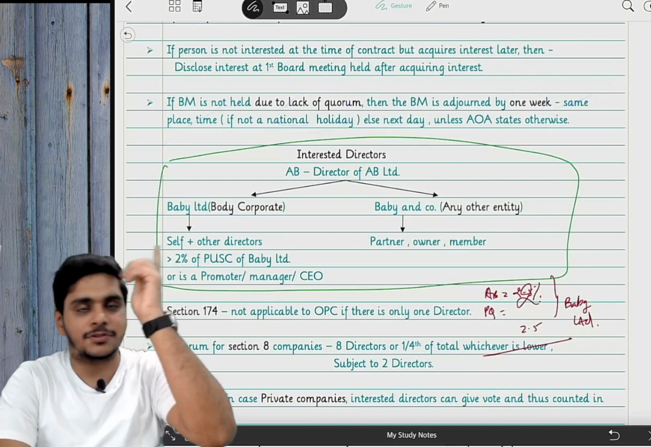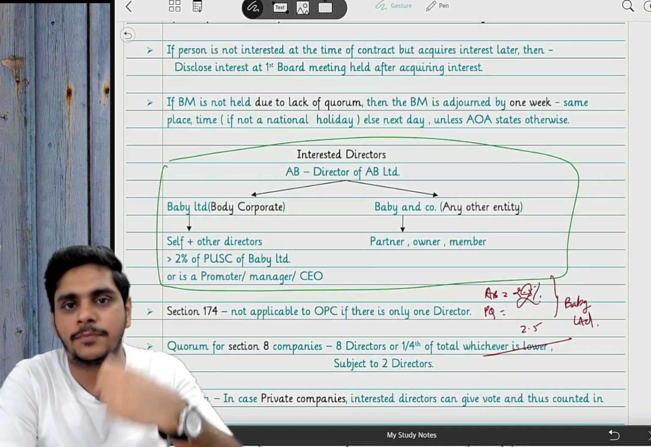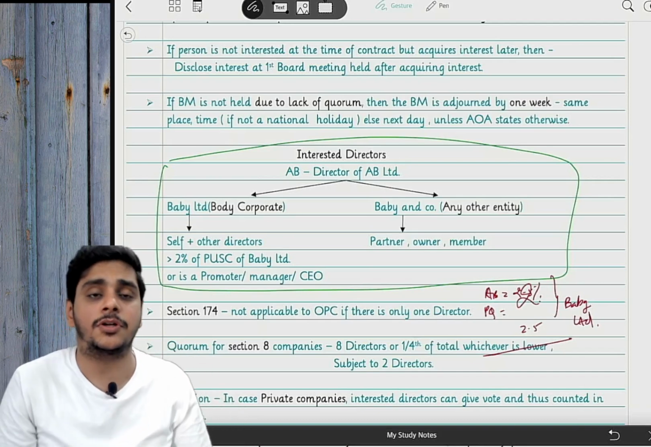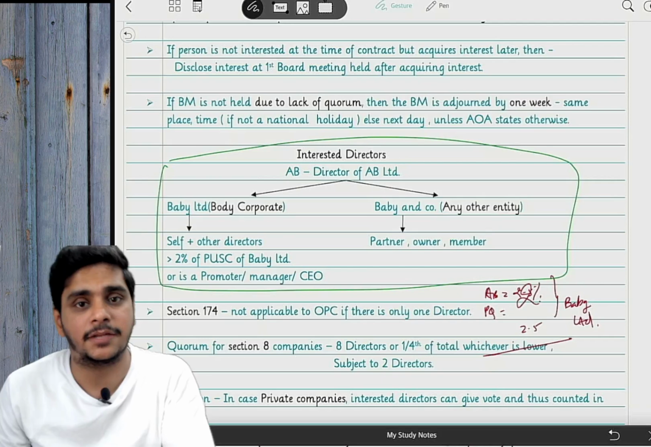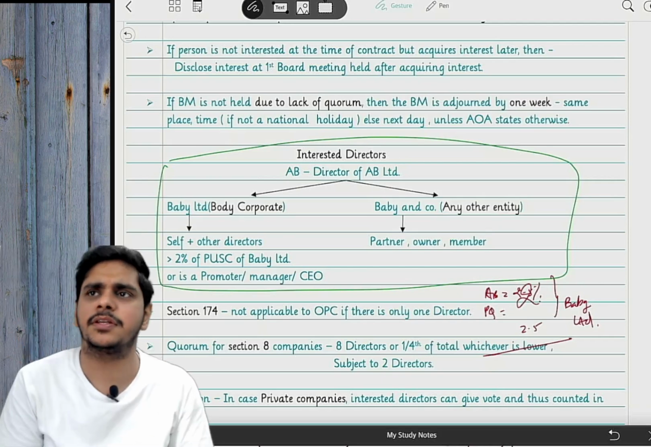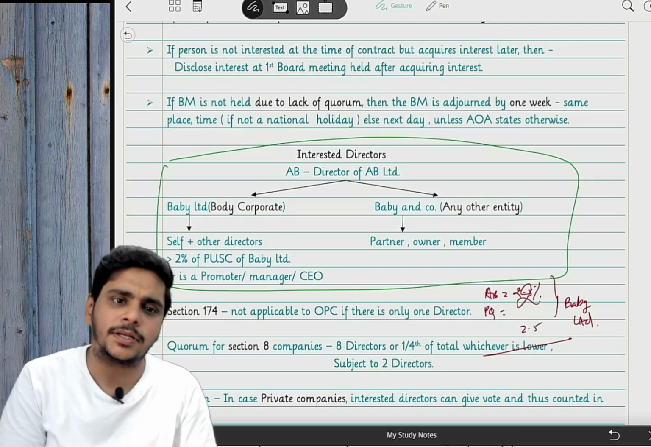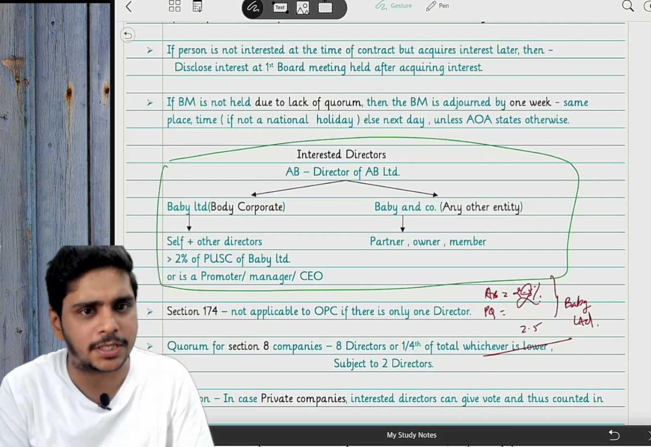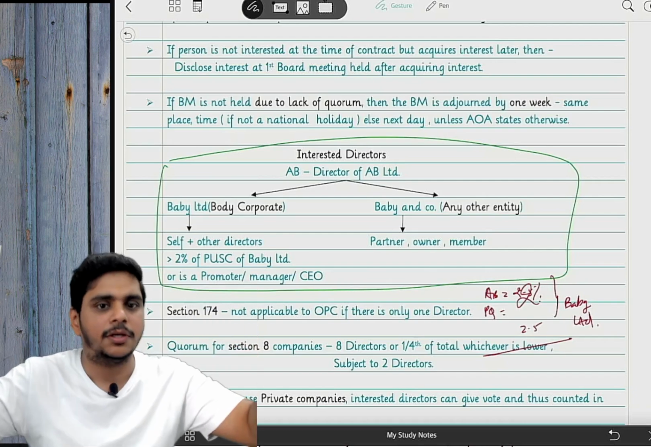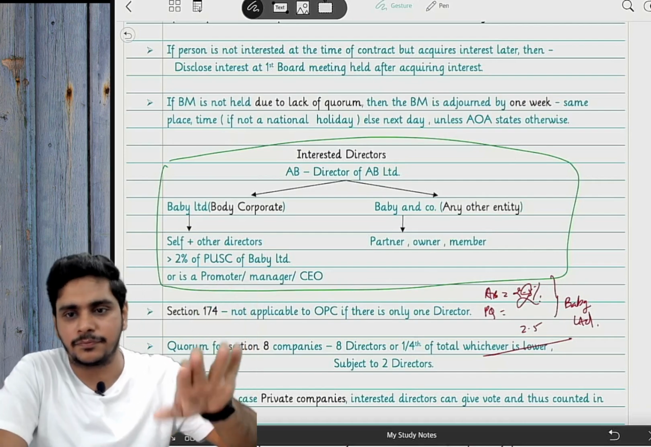Generally, if the quorum is not achieved, the board meeting is adjourned by one week to the same day, same place, same time, which is not a national holiday. If it is a national holiday, the meeting is held on the next succeeding day which is not a national holiday, unless the articles state otherwise. If the articles state that an adjourned board meeting can be held on a national holiday, then it is allowed. Generally it is not allowed, but if the articles say so, then it is allowed.